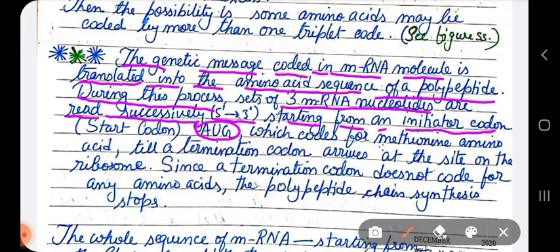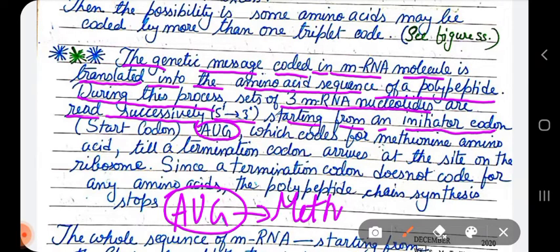AUG is your start codon. I have not shown it to you. Well, I have shown the stop codons UAG, UGA and UAA. AUG is your start codon, which codes for an amino acid called methionine, methionine in case of eukaryotes. In case of prokaryotes, it codes for N-formyl methionine.